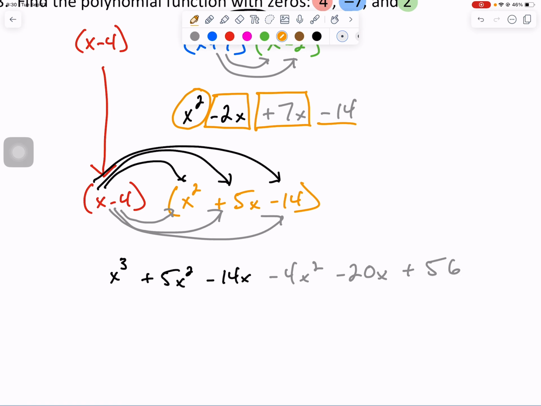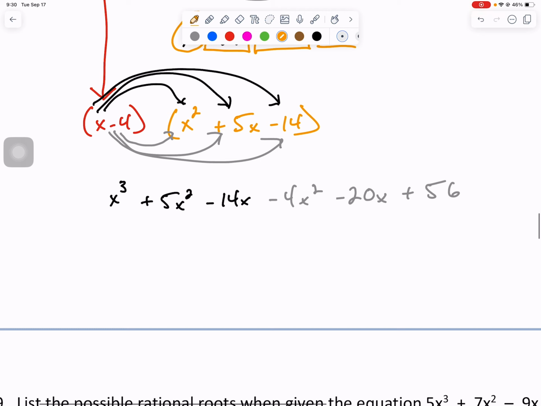From here, we simply combine like terms again. Our x cubed can't be combined with anything. Write it in your answer. I'll box our x squareds. I see a couple of them. 5 minus 4 just leaves us 1. We don't need to write it, but we do know it's positive. Don't forget your x squared.